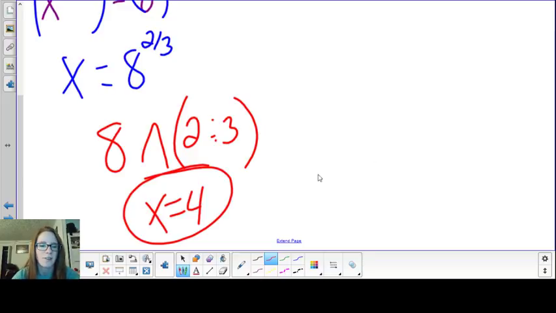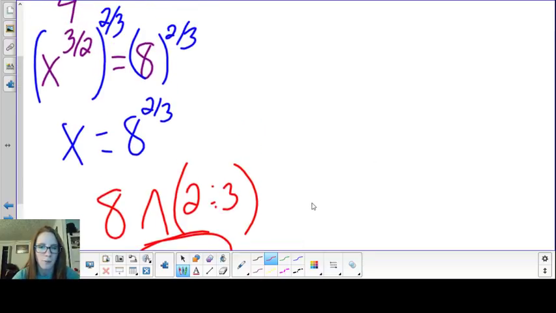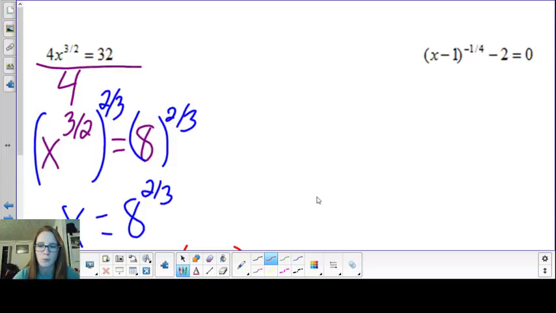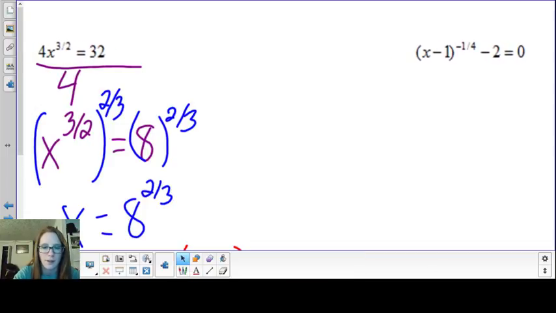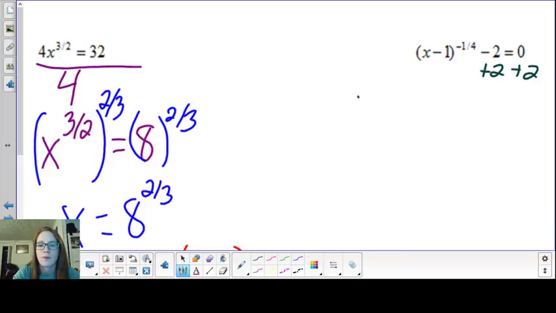And I want to check to see if I can simplify to get a number. And I did, so woo! I need to pick some more colors. All right, and this next one, I'm going to scoot over a little bit. Okay. I want to get x by itself, so the first thing I have to do is add my 2 to both sides. So I have x minus 1 to the negative 1/4 is equal to 2.